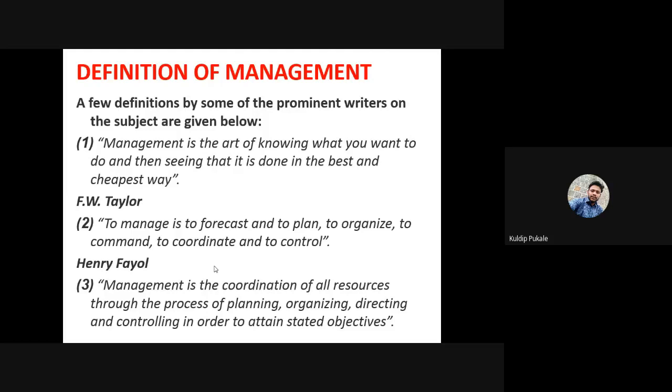Then the second definition is: to manage is to forecast and to plan, organize, command, coordinate, and control. To perform that activity, it requires proper coordination and controlling. The third definition is: management is the coordination of all resources through the process of planning, organizing, directing, and controlling in order to attain stated objectives. These are the different definitions of management.